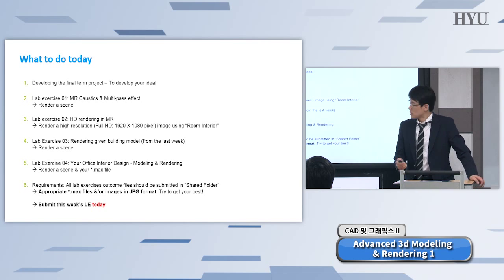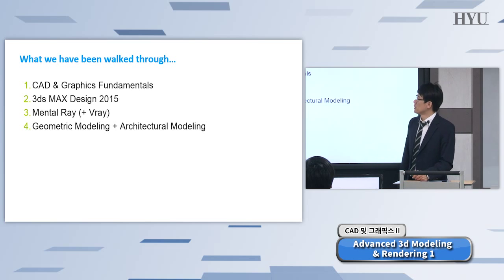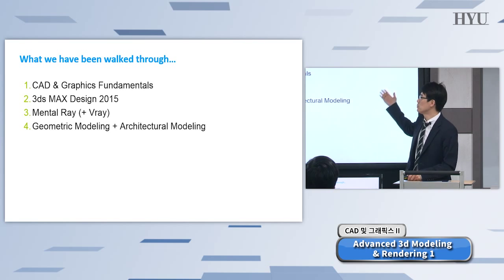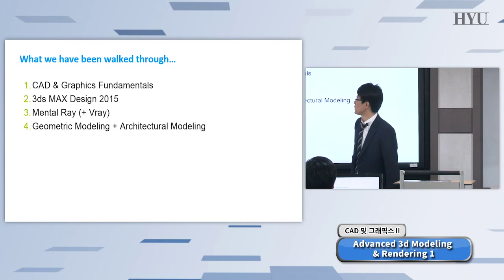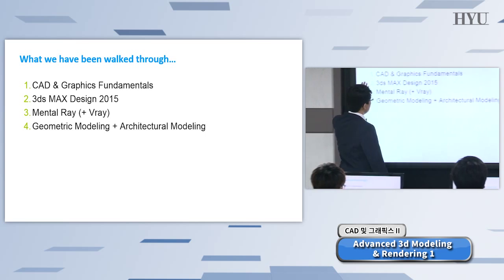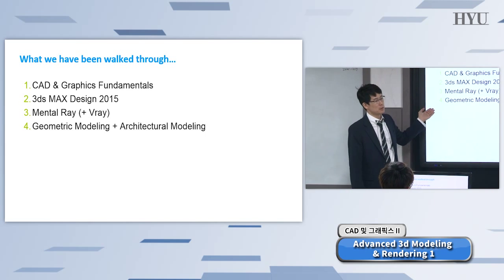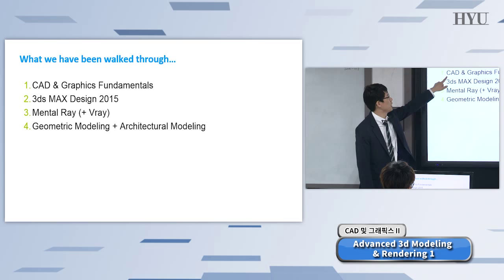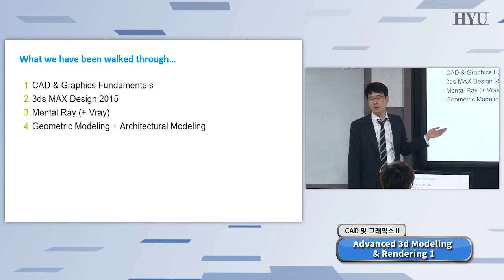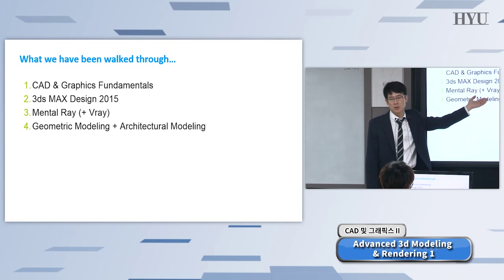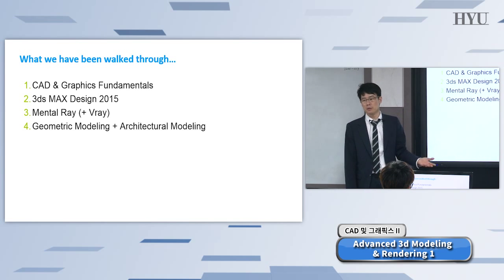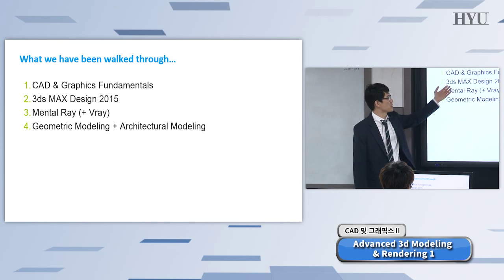Anyway, let's get started. Before getting started, I simply listed up what we have been walked through in this semester, in this course, CAD&graphics2. So we reviewed some theories, fundamentals, background theories about CAD and graphics, simply because the course title is CAD&graphics2, okay? So we have reviewed a bunch of technologies behind it in terms of theory. That's mostly the subject for the midterm exam. Using 3D Max Design 2015, and mental ray.